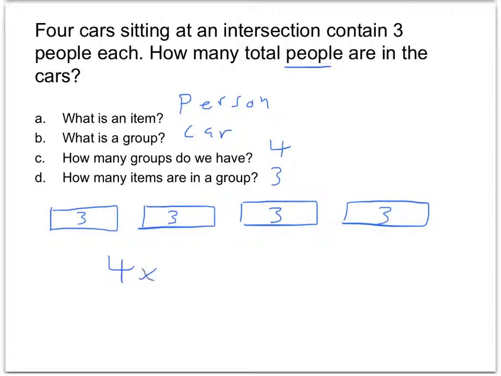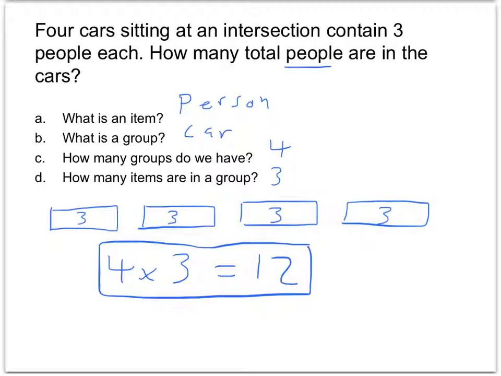And so our solution to the problem is the answer to part C, which is 4, times the answer to part D, which is 3. So 4 times 3 equals 12. And so there's our answer. 4 groups, each group contains 3 people. 4 times 3 is 12. There's our answer.